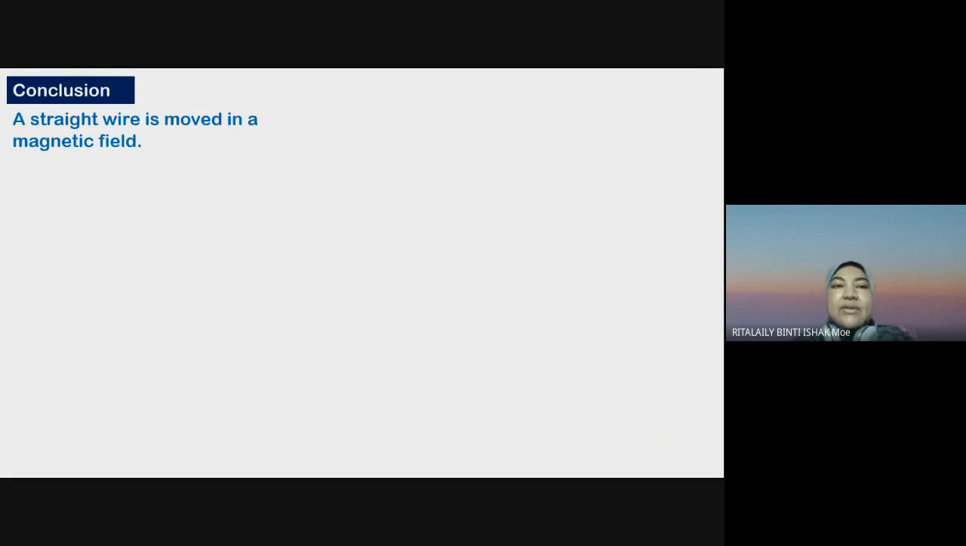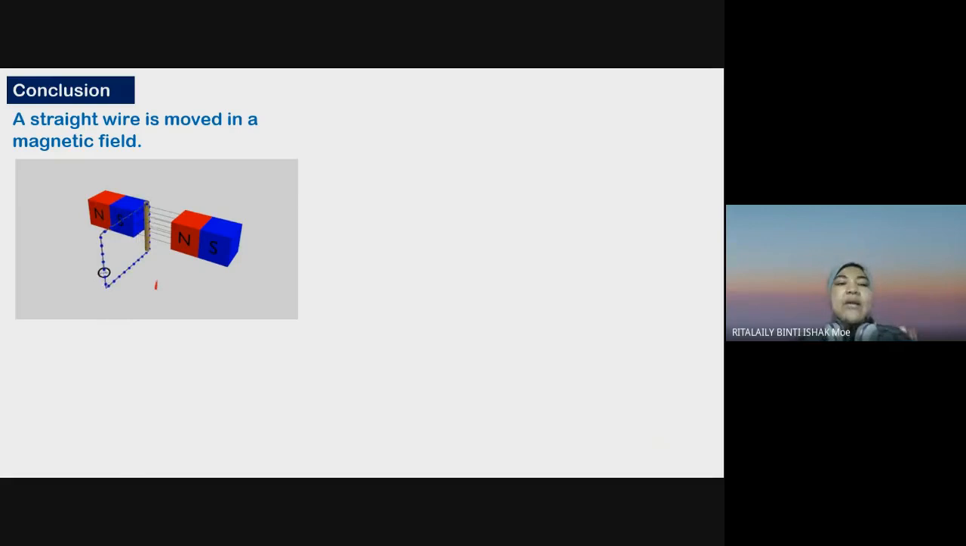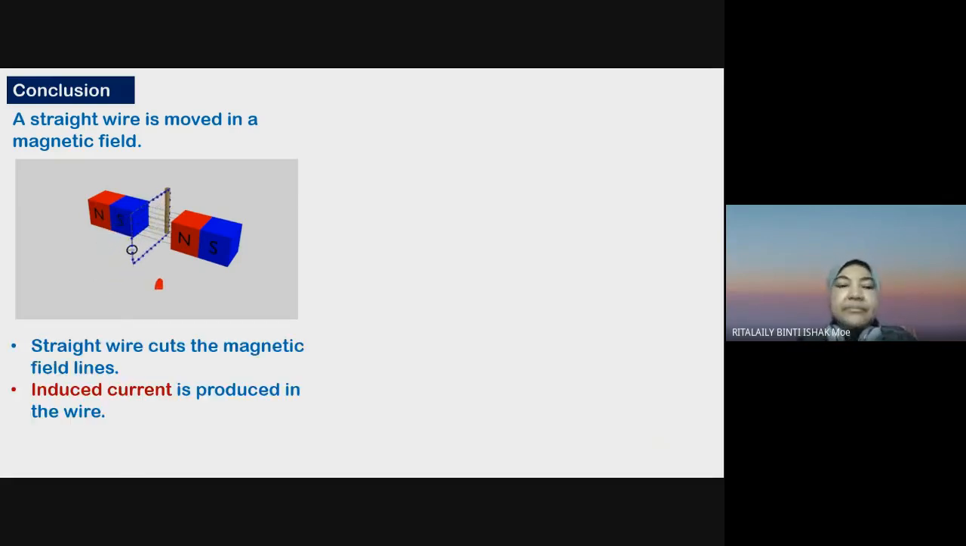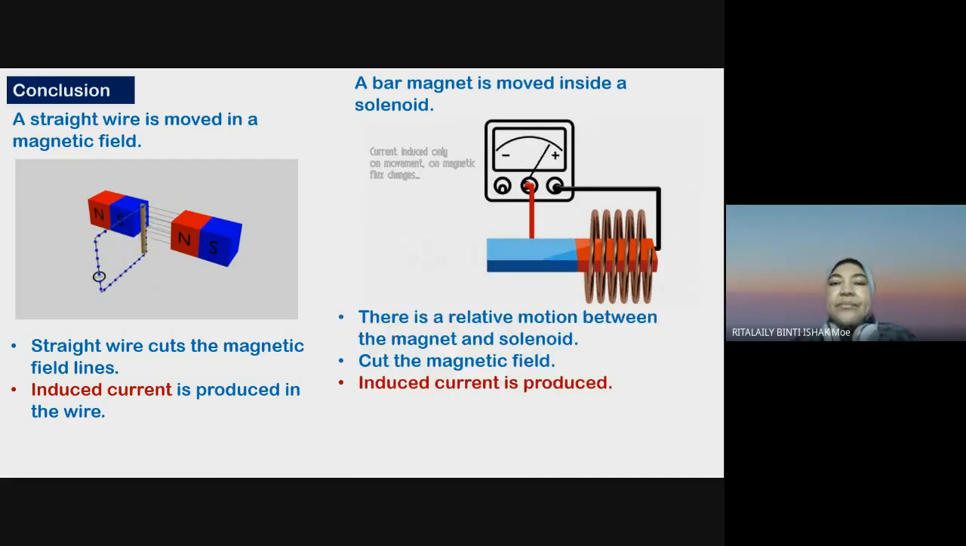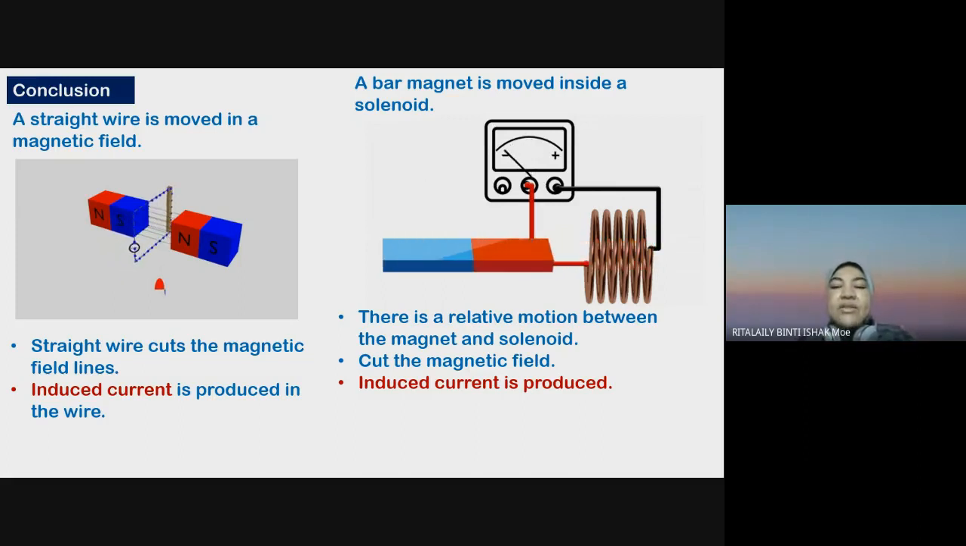So we go to the conclusion for the production of the induced current. When the straight wire is moved in the magnetic field, the straight wire cuts the magnetic field lines. Firstly, induced EMF is produced, then we get induced current. As for the solenoid, as long as there is relative motion between the magnet and the solenoid, there will be cutting of magnetic flux or magnetic field lines. Then induced current is produced. So this is the conclusion for the first learning standard.